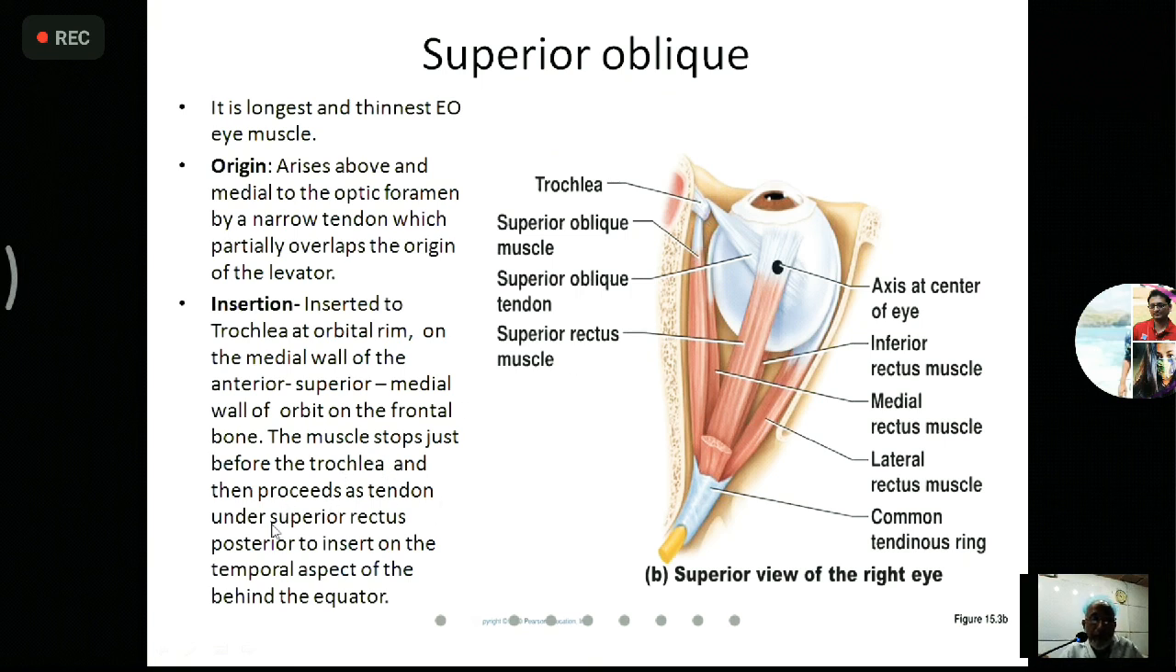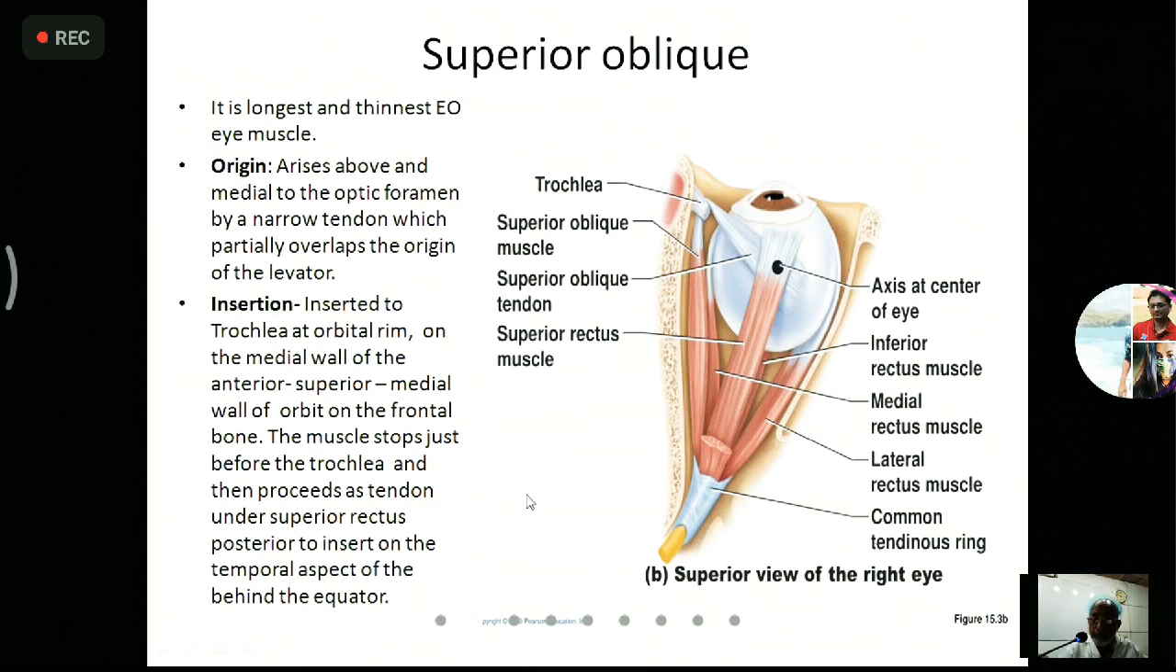And then it proceeds as a tendon under the superior rectus, posterior to the insertion of the superior rectus, at the temporal aspect behind the equator. The insertion is on the temporal aspect, not the medial aspect. That is, between the superior rectus and lateral rectus, below the equator, the oblique gives its insertion. This thing must be remembered.